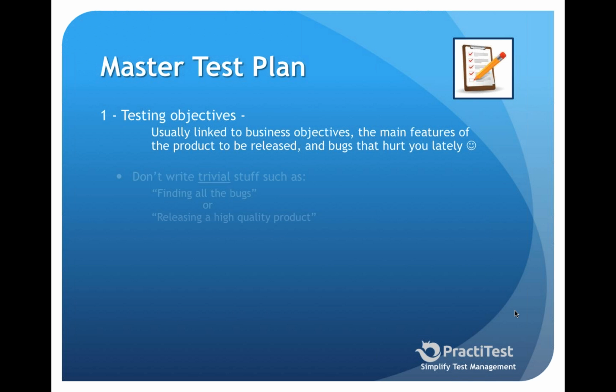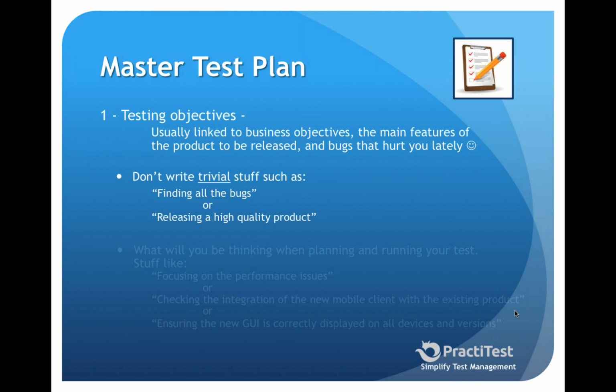Now, a mistake that a lot of people make: please do not write trivial stuff. If you start by writing, hey, my objective with my master test plan is to find all the bugs in the system, or that you're going to be releasing a high quality product, this is trivial. It's like, really? Is this what you're writing the document for? Save us the time. If people read this at the beginning, they will lose interest. Leave it at that and move on. People don't have time to waste.